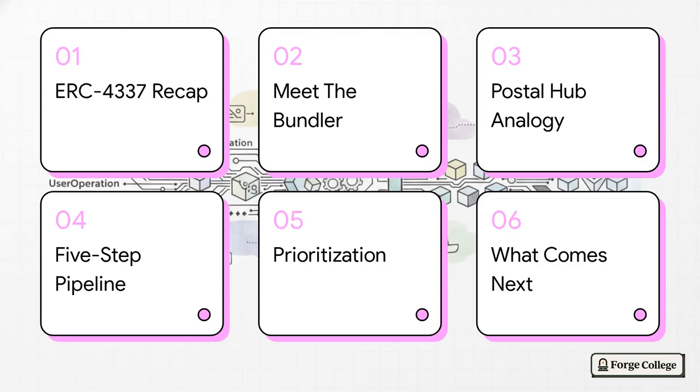Okay, so here's our game plan for today. We'll do a quick ERC 4337 recap, formally meet the bundler, dive into a really helpful postal hub analogy, walk through the core 5-step mechanical pipeline, weigh the bundler's prioritization and trade-offs, and then wrap up with what comes next.